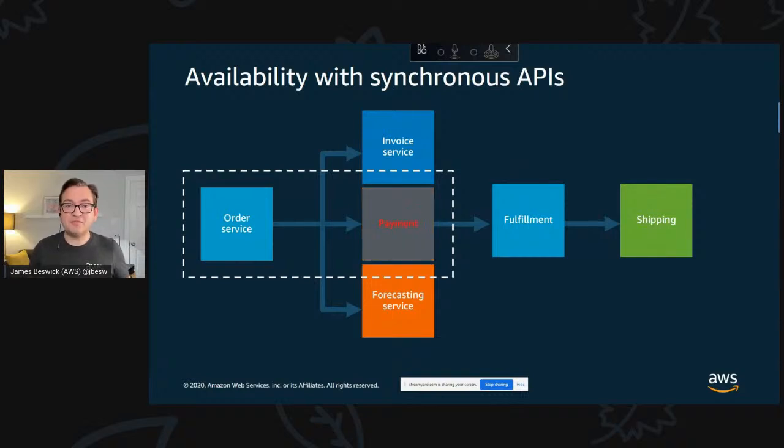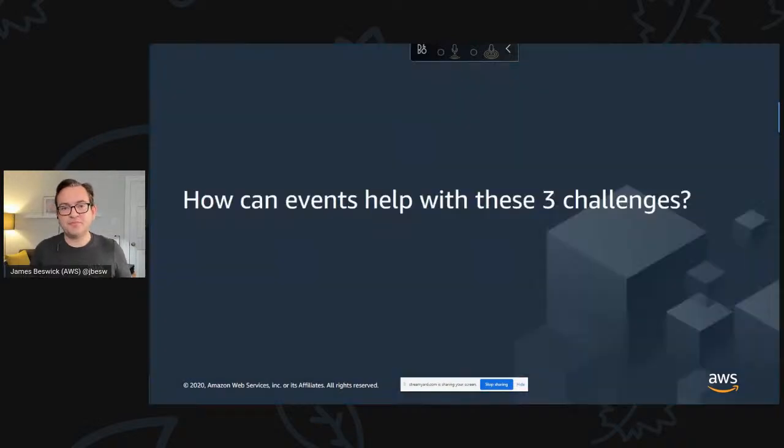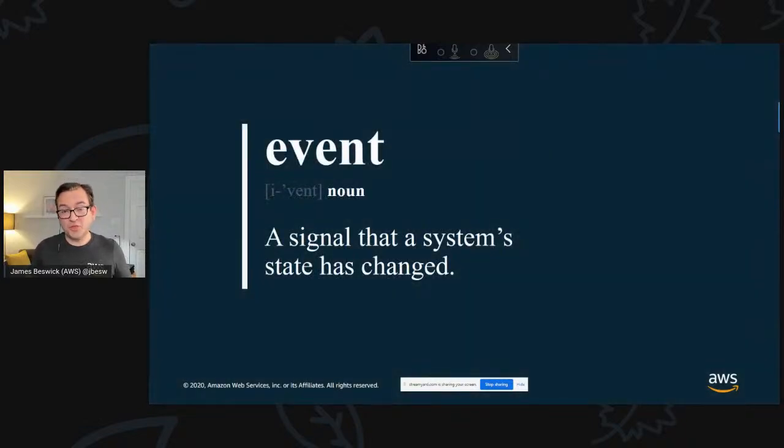So if the payment system goes down, the order service also goes down. So the availability numbers for the total service are worse because these systems are interdependent. And the downstream failure appears as a total failure for the end user. So how can events help with these three different challenges? Well, first, what is an event?